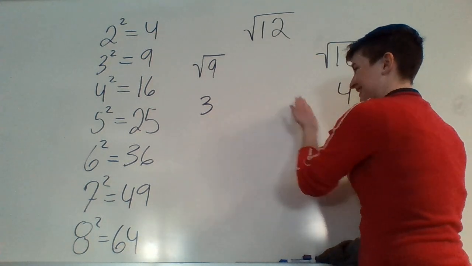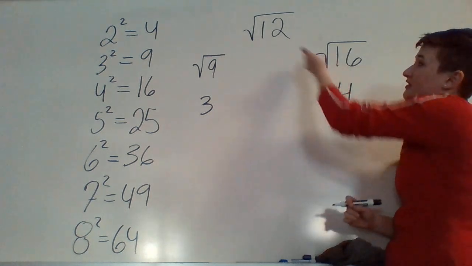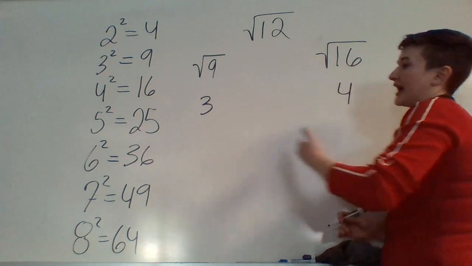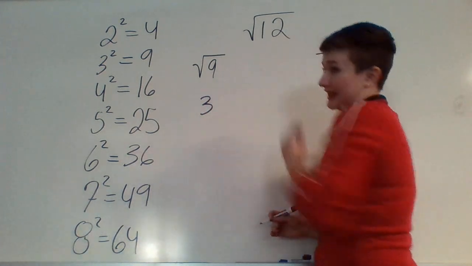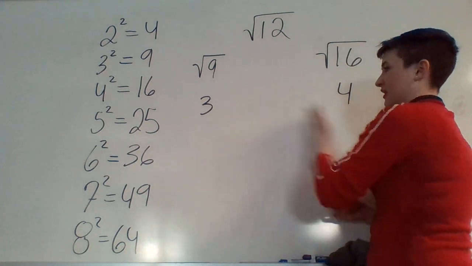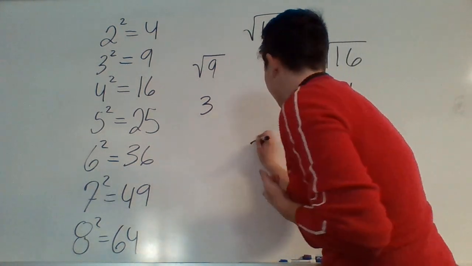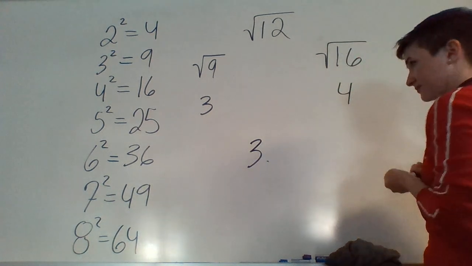It's going to be 3 point something. Can't be bigger than 4 because 12 is not bigger than 16. And it can't be less than 3 because 12 is bigger than 9. So it falls right in between. So it's going to be 3 point something. So we already know: 3 point something.